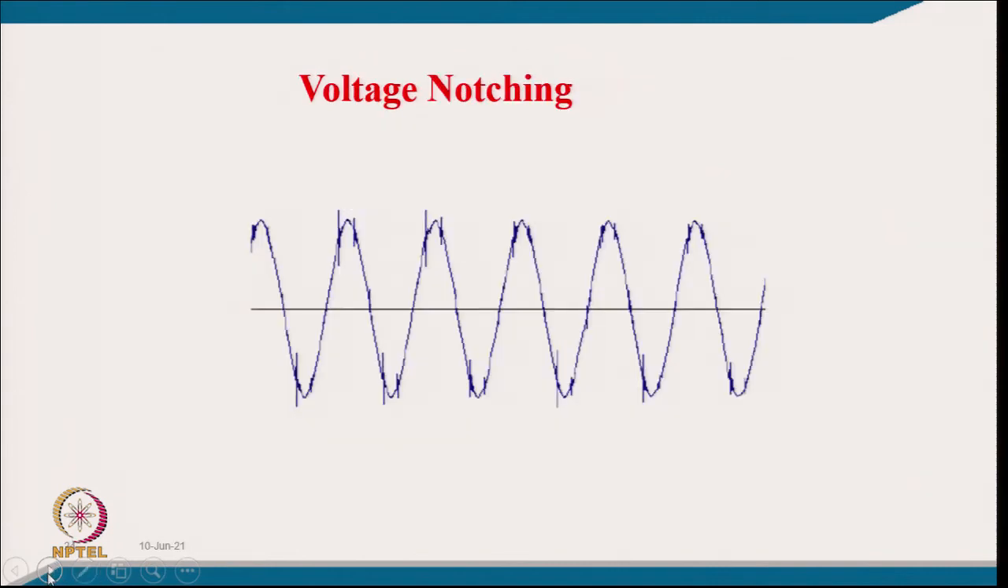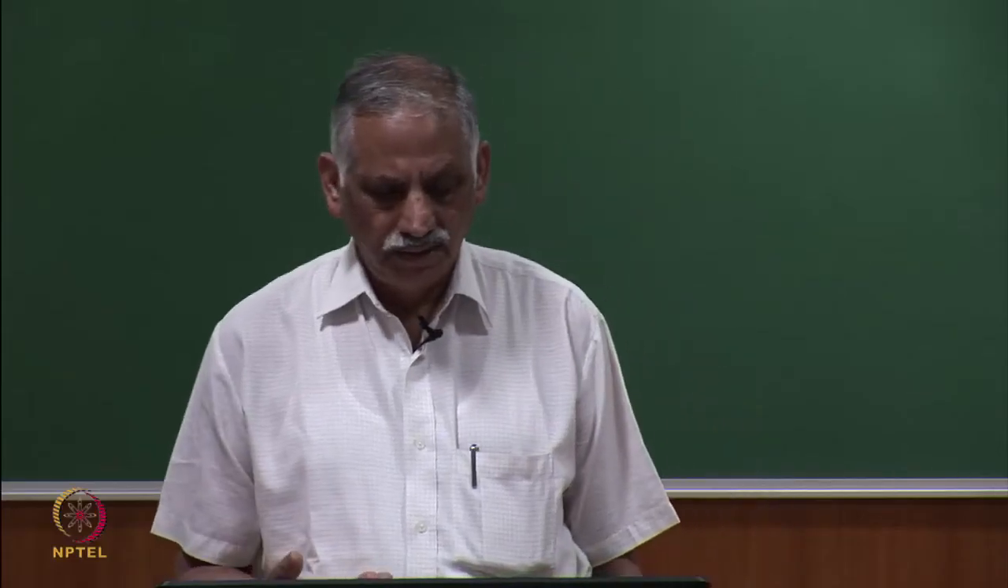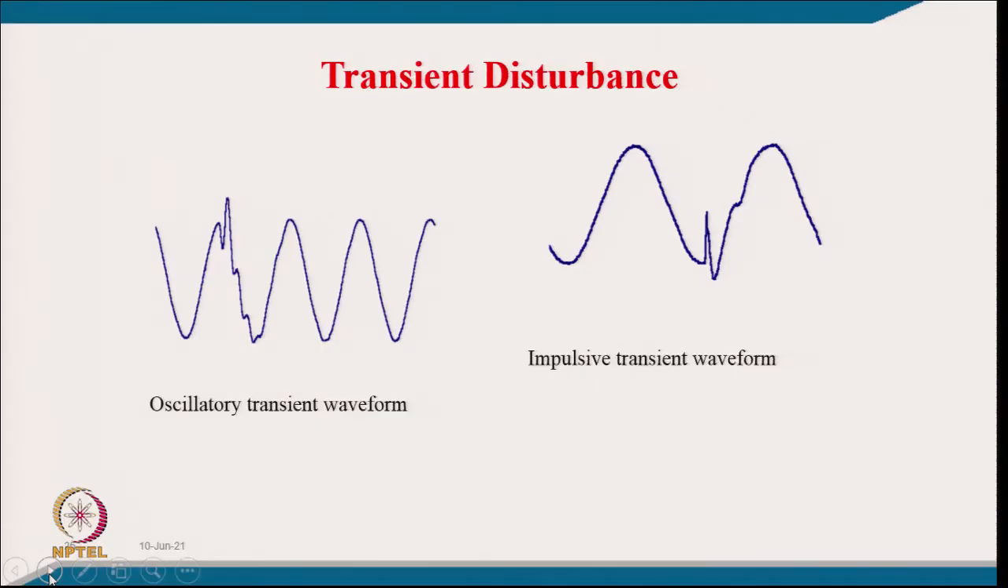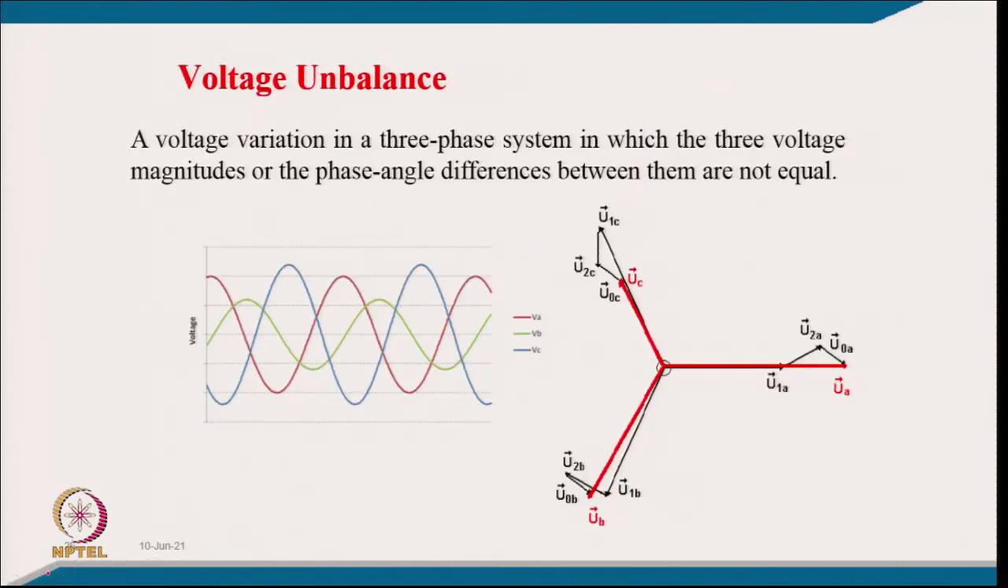Another is typically voltage notching. On your sinusoidal voltage there is a notching, and this notching can be analyzed as a higher order harmonic along with the fundamental voltage. Why it is there, we will talk about: it is a thyristor converter with source impedance. If it is there, then during that period you have such notches, or an oscillatory transient, or an impulsive transient also.